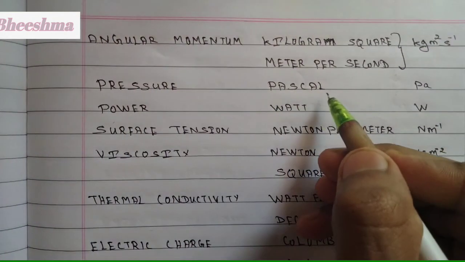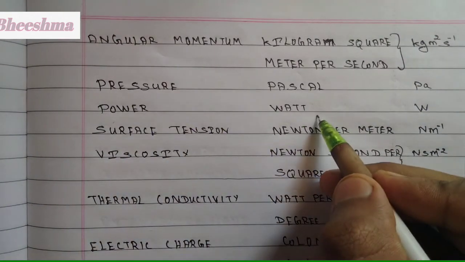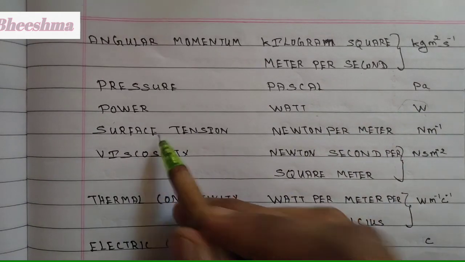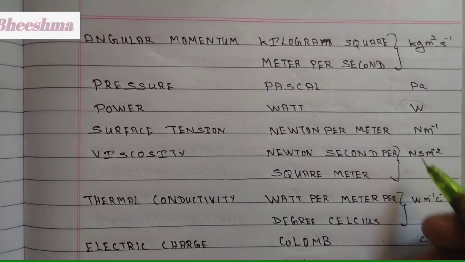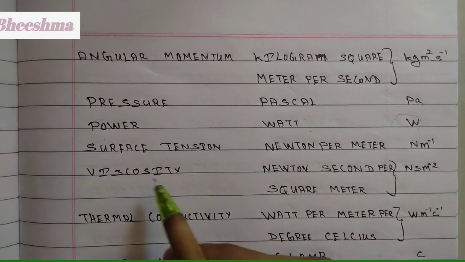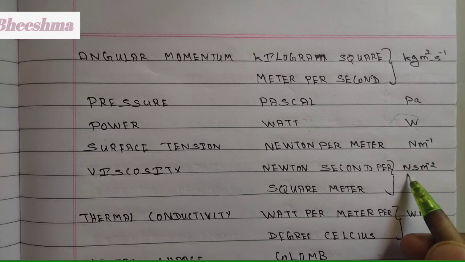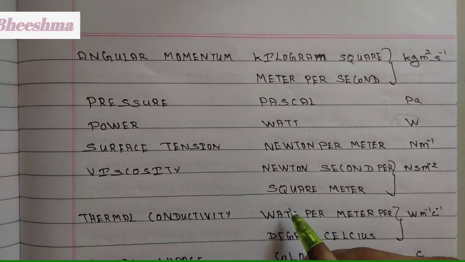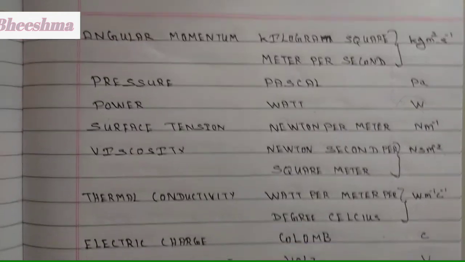For pressure, Pascal, the symbol is Pa. For power, watt, symbol is W. For surface tension, Newton per meter, that is N m power minus 1. For viscosity, Newton second per square meter, the symbol is N s m power minus 2. For thermal conductivity, the SI unit is watt per meter per degree Celsius. The symbol is W m power minus 1 C power minus 1.